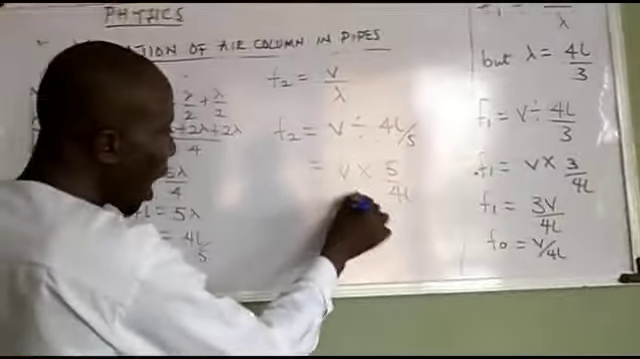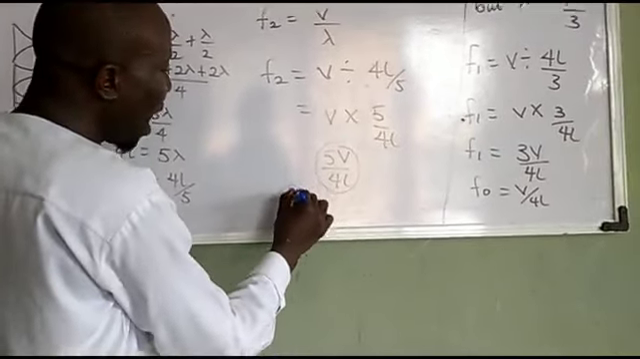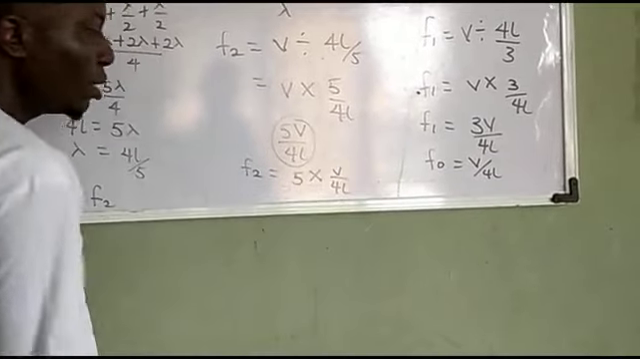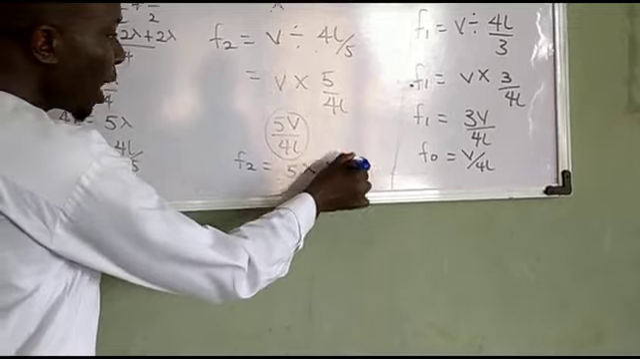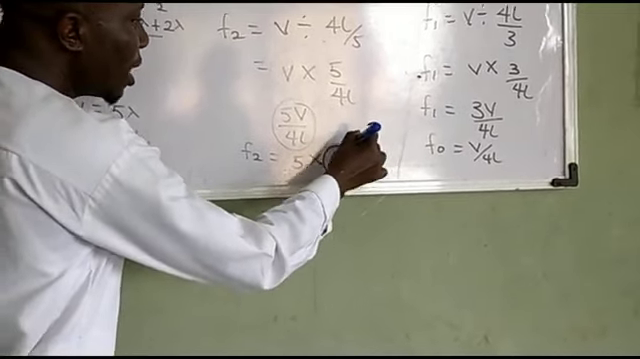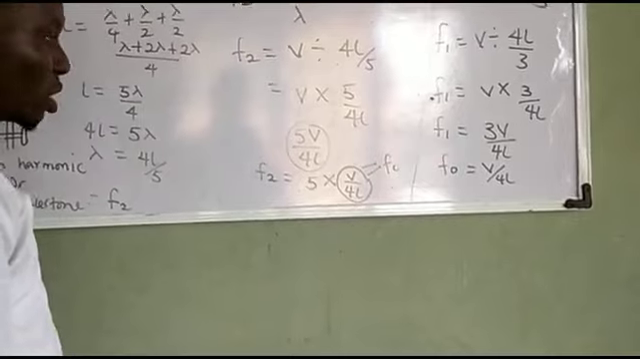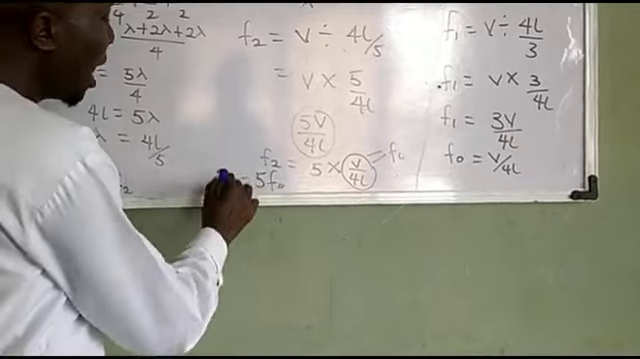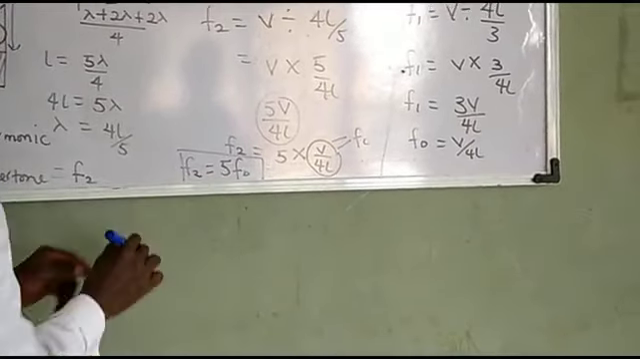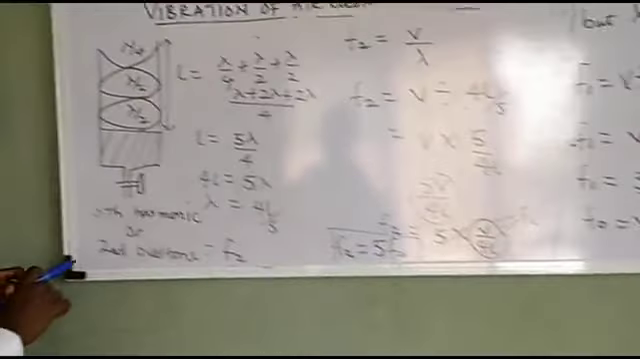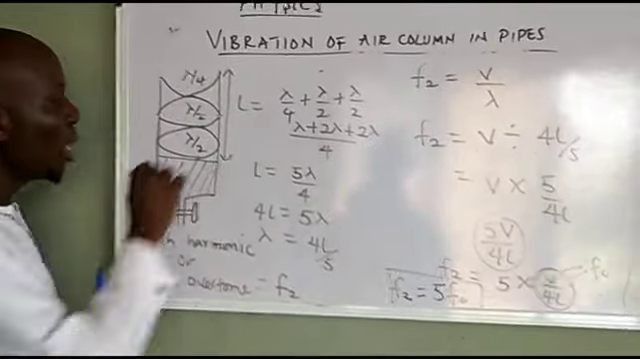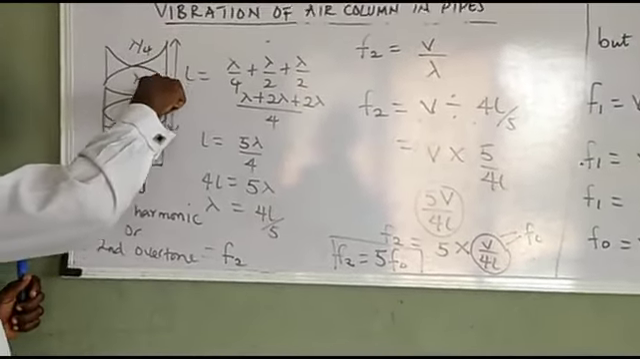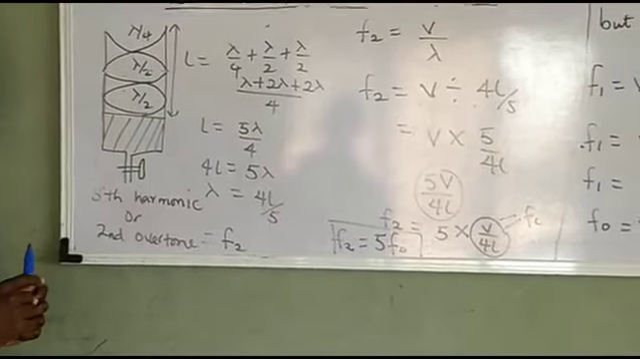But we can as well say that our F2 equals 5 times V over 4L. Isn't it? But don't forget, this V over 4L is still our value for F0. So our F2 now equals 5F0. Let's check if that claim is correct. In our F0, we only have 1 half of a cycle. But in our F2, how many half cycles do we have? 1, 2, 3, 4, 5. Is that good now?